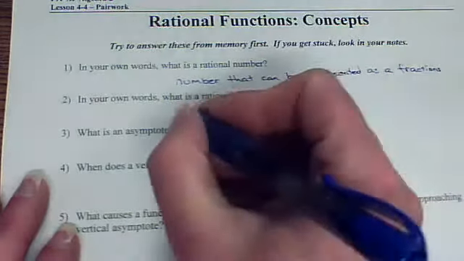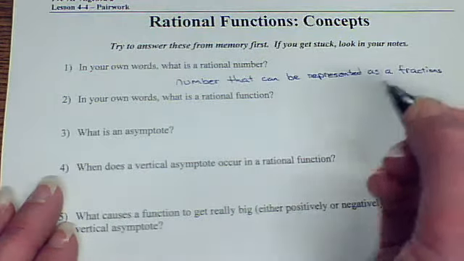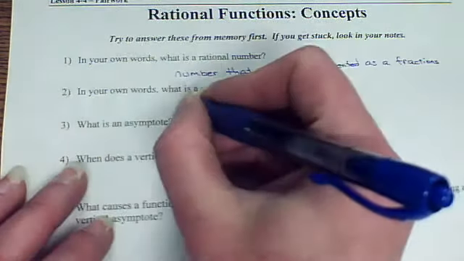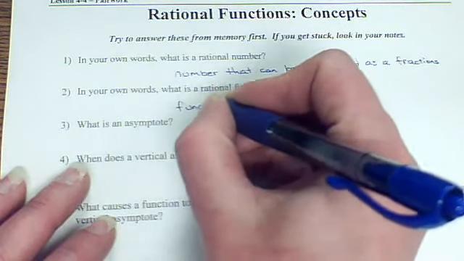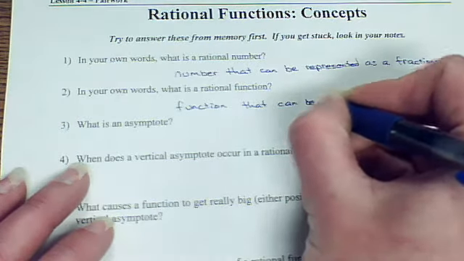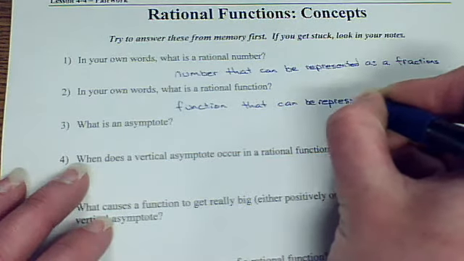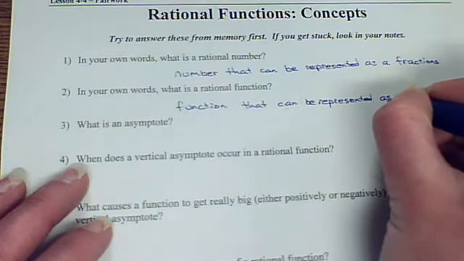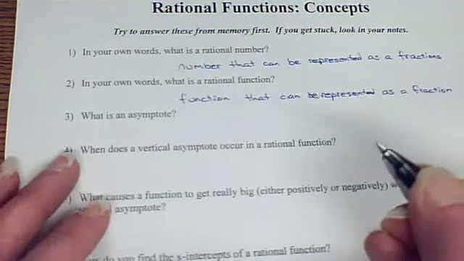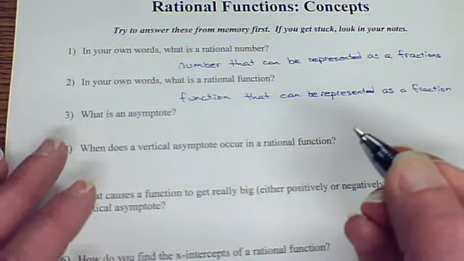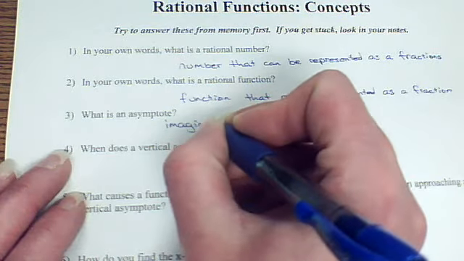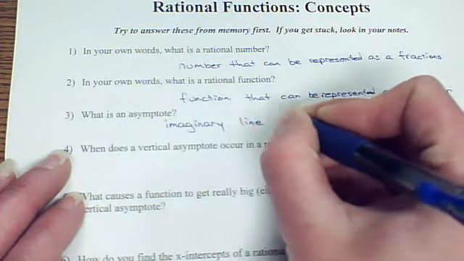Now, rational functions are a function that can be represented as a fraction. So I'm not going to really write down all of these, but we can. A function that can be represented as a fraction. Remember, it's a polynomial divided by another polynomial. What is an asymptote? Well, an asymptote is an imaginary line that the graph does not touch.